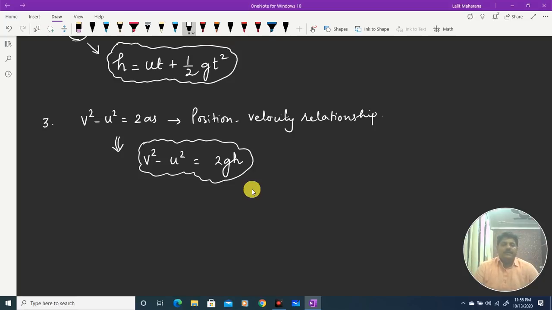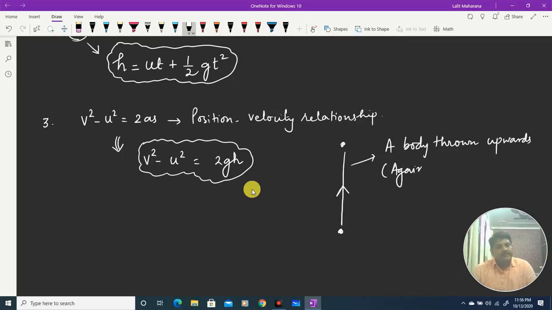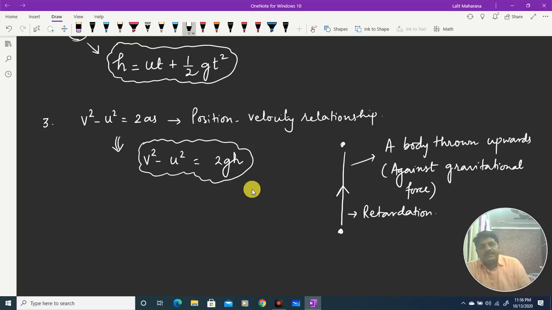Now what could be the points to be remembered in these cases? When a body is thrown up, it is going against gravity. So in this case, a body thrown upwards goes against gravitational force, we can say. So there would be retardation, and in this case we would get g as negative.